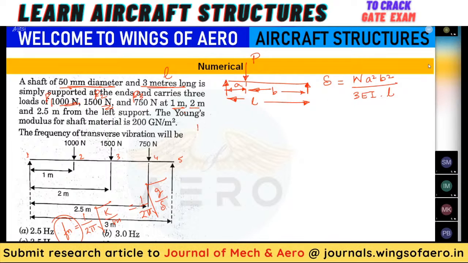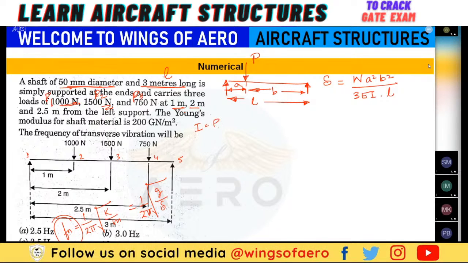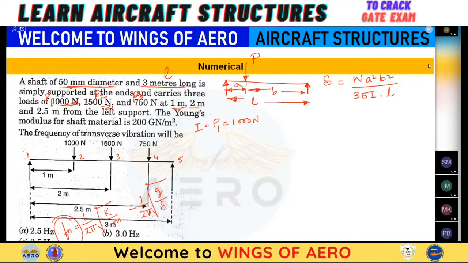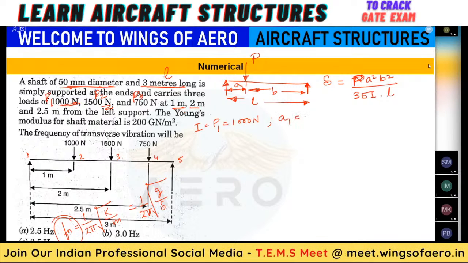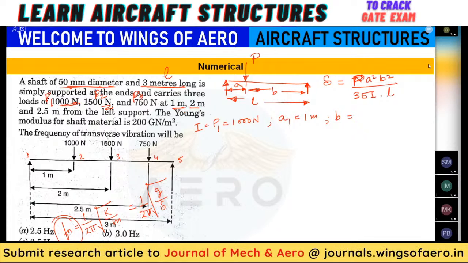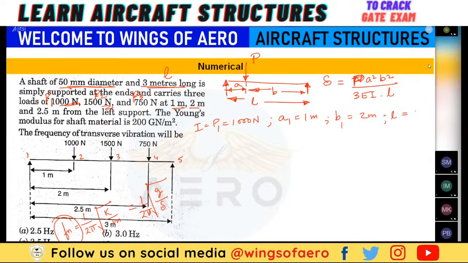Now for the first case, when the load is 1000 Newton, that was P. On that case, what will be the A? A1 is 1 meter. B will be the other end, 3 minus 1, you will have 2 meter. L is constant, that is 3 meter.